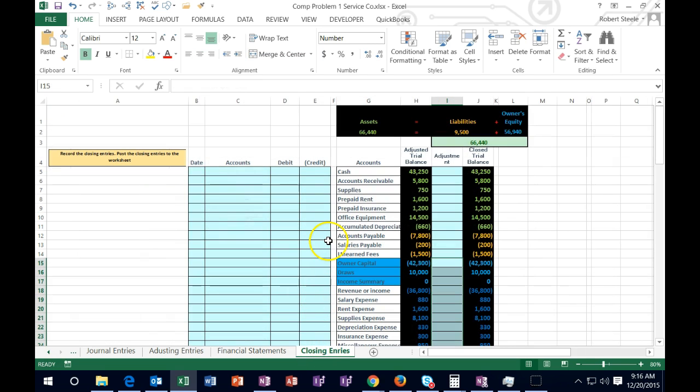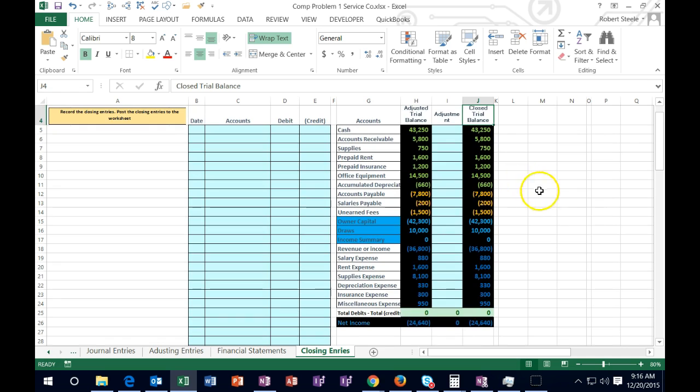Here's the closing tab, and we have our same information. We have the adjusted trial balance on this side. That's where we're going to start. And we're going to post our adjustments, in this case our closing adjustments, until we get to the closing trial balance. What's our goal for the closing trial balance? It will be that the temporary accounts, being the income statement and the draws, need to go to zero basically.